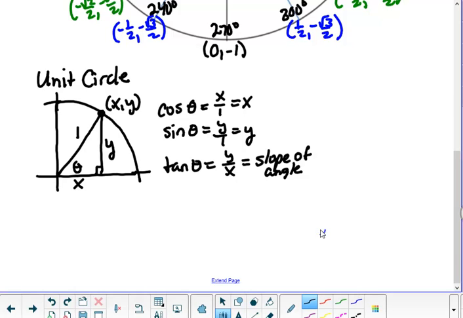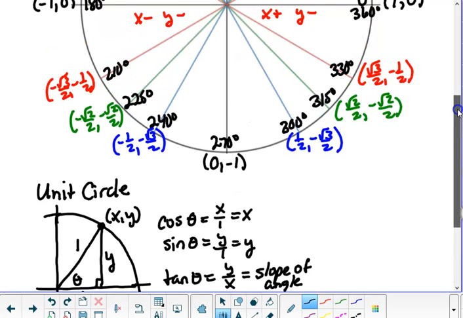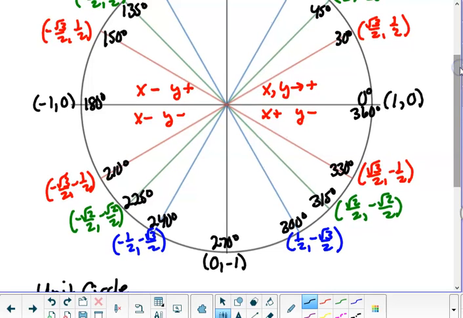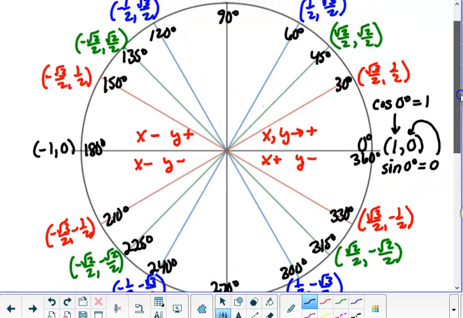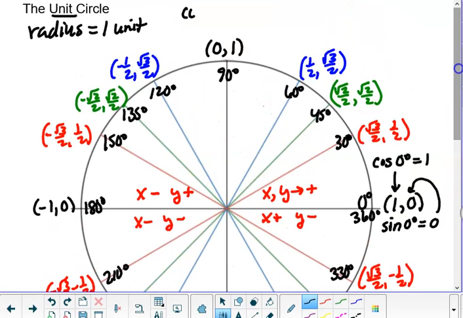So that means now I have a way of figuring out what is cosine of 0, what is cosine of 90, what is cosine of 180. Look up at 0. What is cosine of 0? Cosine of 0 degrees is equal to 1 because that's the x value. Sine of 0 degrees equals 0 because that is the y value. If I go up to here, I can say cosine of 90 equals 0. Sine of 90 equals 1.